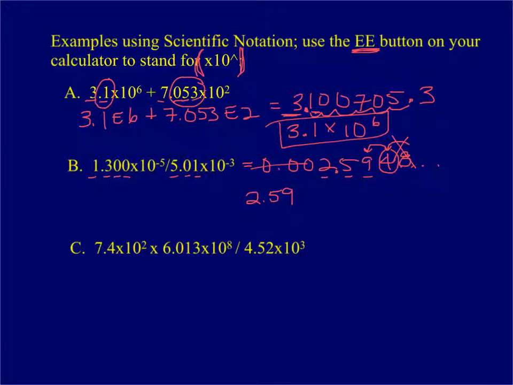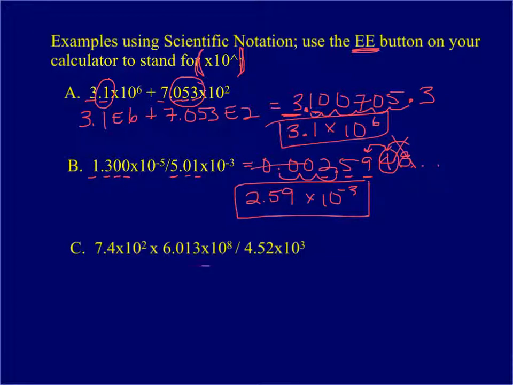So I'm just going to keep 2.59 and look at how many places I moved that decimal, which would be 3. I had a small number to begin with, so that means that my exponent should be negative. So it should be 2.59 times 10 to the negative third.